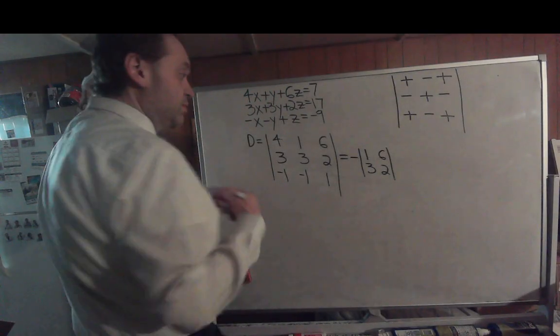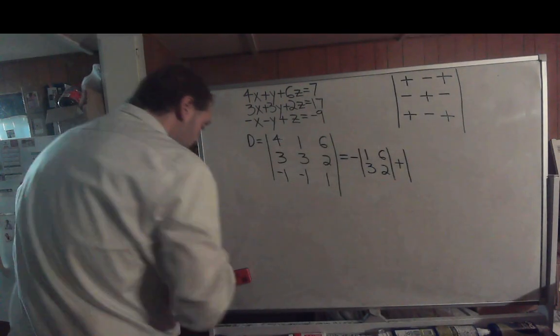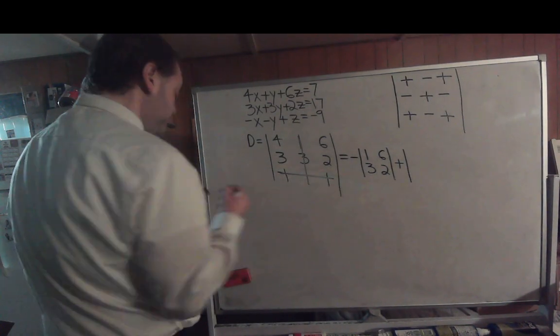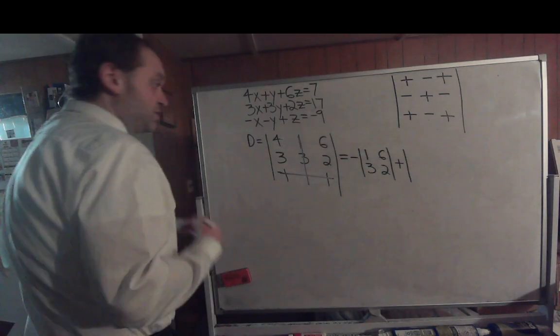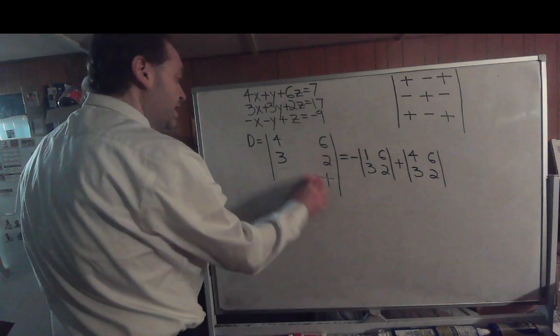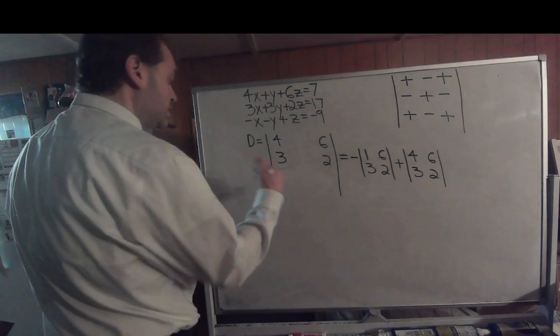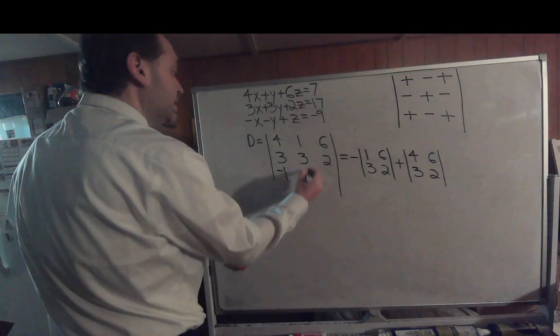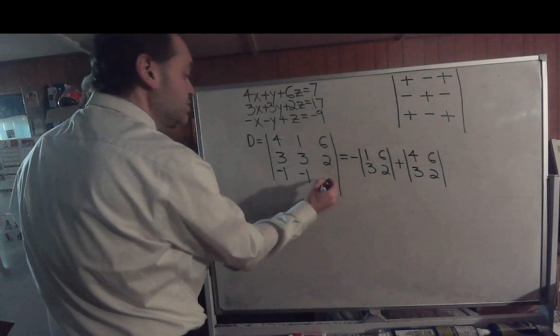to negate that negative 1, so this would turn into plus the resulting determinant of when I strike out the second column in the third row. So that resulting determinant is going to be 4, 6, 3, and 2. And then I'm going to have one final determinant I need to figure out. Let's see, negative 1, 1, 3, negative 1, 6, 2, 1.